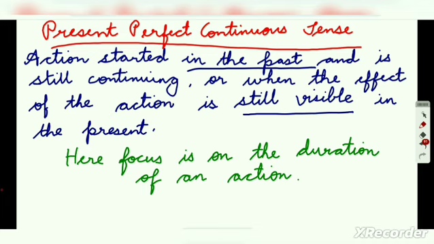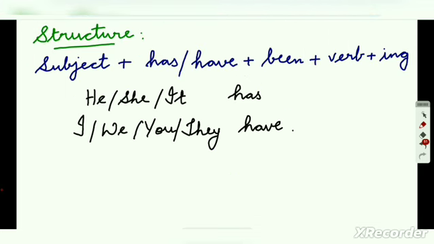Okay, now let's see the structure of the present perfect continuous tense. It is subject plus has or have plus been plus verb in its ing form. Here also, similar to the present perfect tense, has is used with he, she, it, and have is used with I, we, you, and they. Let us take some examples.